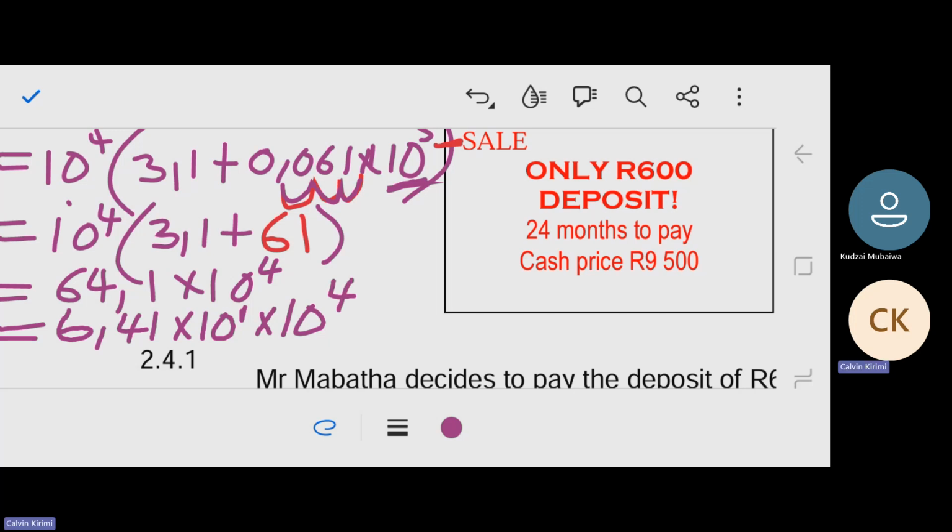I told you, you change this 64 to a number between 1 and 9. Did I not tell you? Yes, that's what you are doing first. So how did you change it? You change it by putting that. Then 10 to the power 4, we are already having 10 to the power 4. Get it?